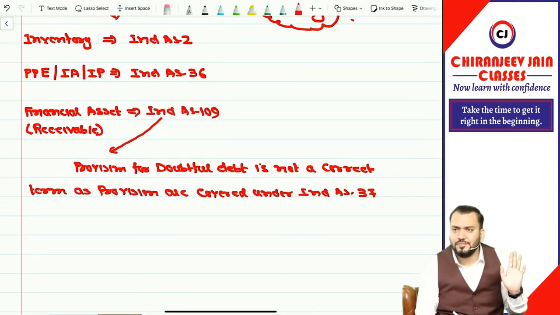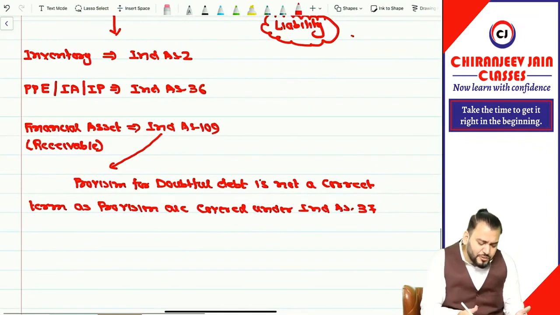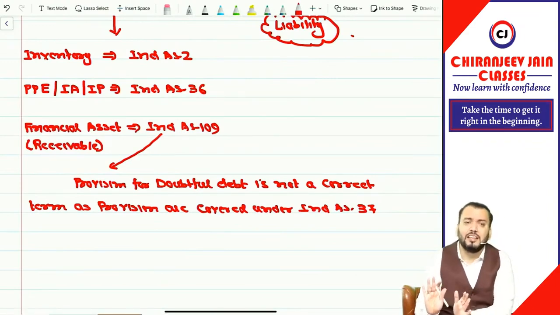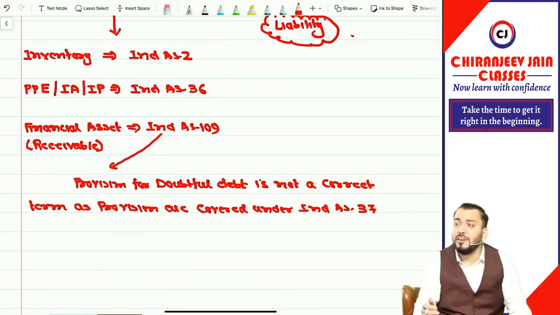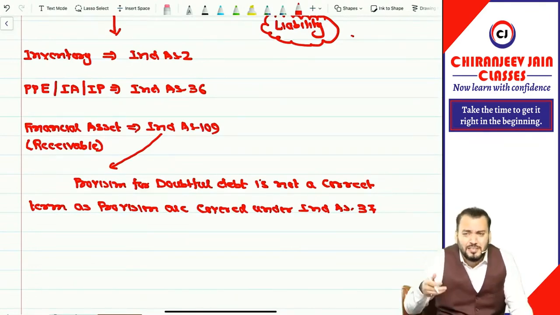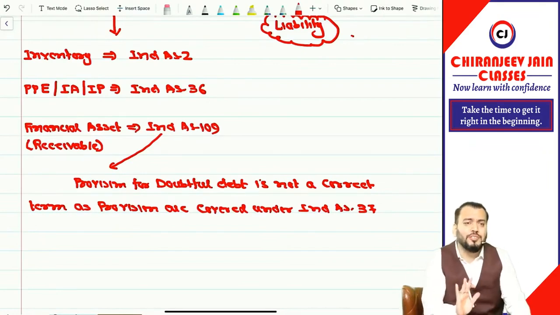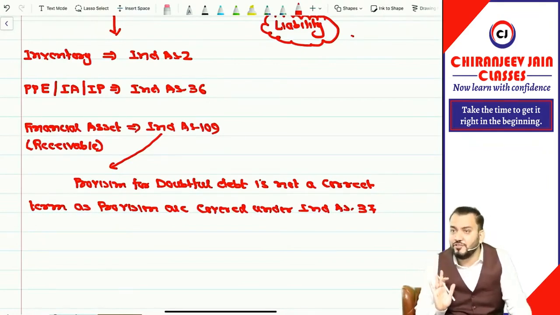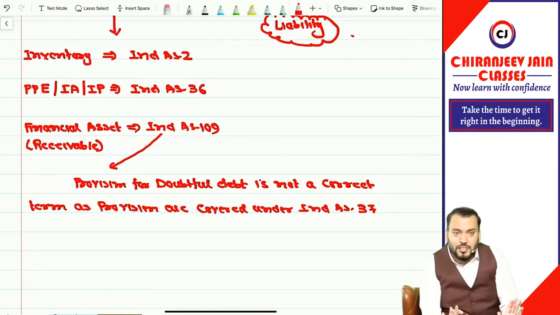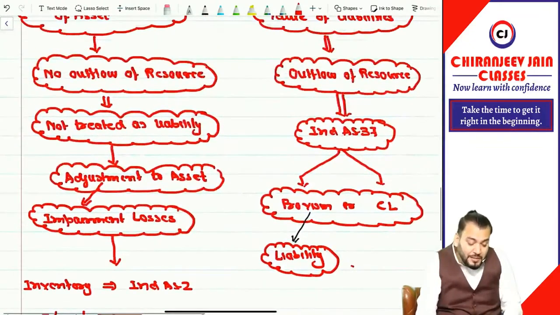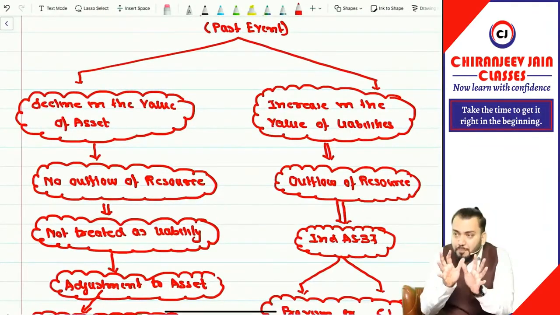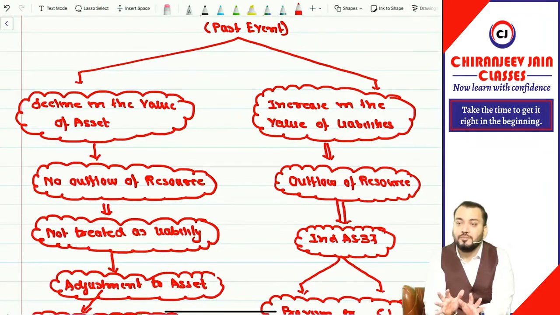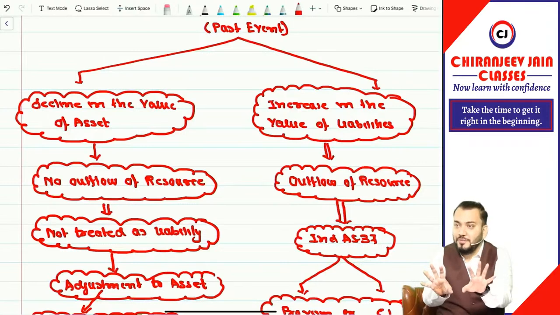This much you understood? There are some other assets also, such as biological assets, but for other assets we'll discuss in later classes. Right now I don't want to discuss those particular assets. So what I have done right now is give you a correct picture of provisions and contingent liabilities in your life.